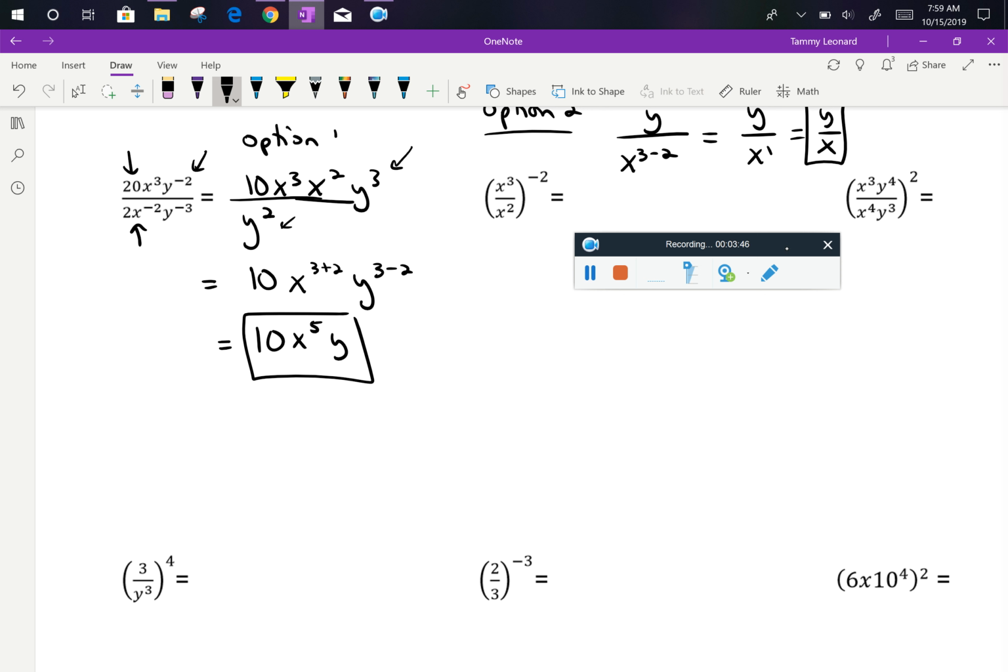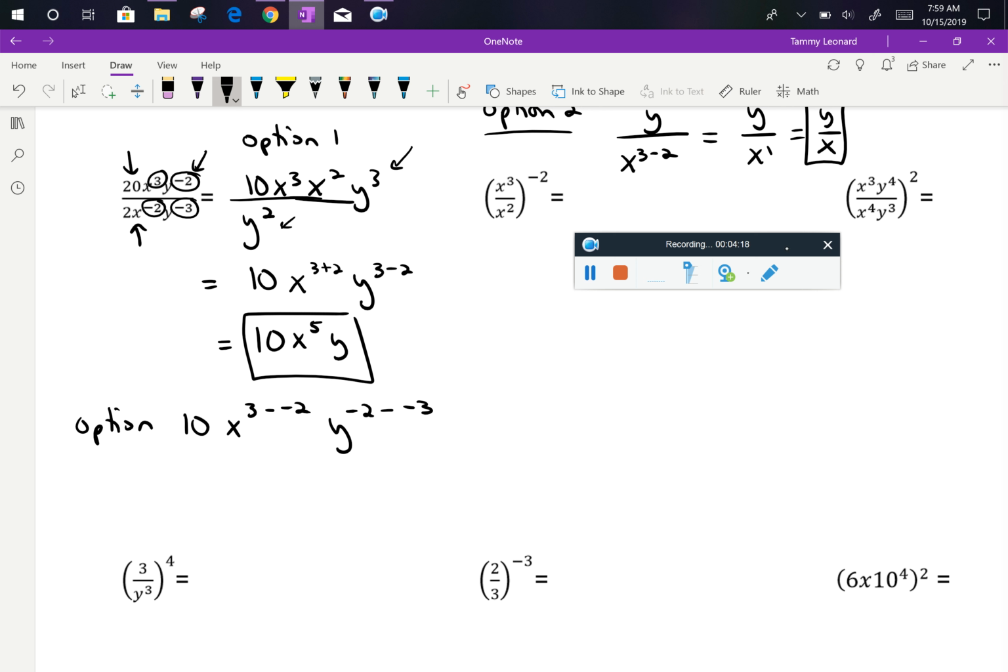Option 2 for how to think about this is to strictly apply the rules. You're not moving anything anywhere. You're just thinking it straight through. Again, we would say that 20 divided by 2 is 10. But now we would say this is x to the 3 minus negative 2 because we have a 3 in the numerator and a negative 2 in the denominator. And then we would have y to the negative second minus a negative 3, again because you have negative 2 in the numerator and negative 3 in the denominator.